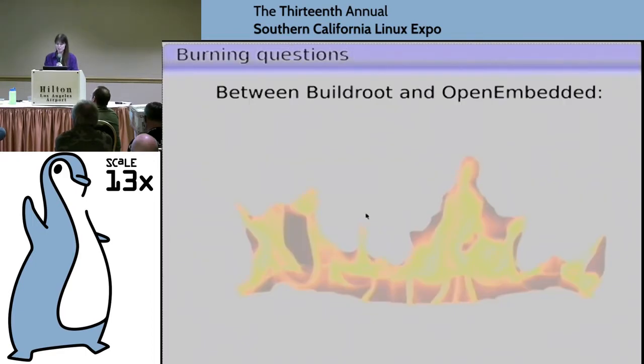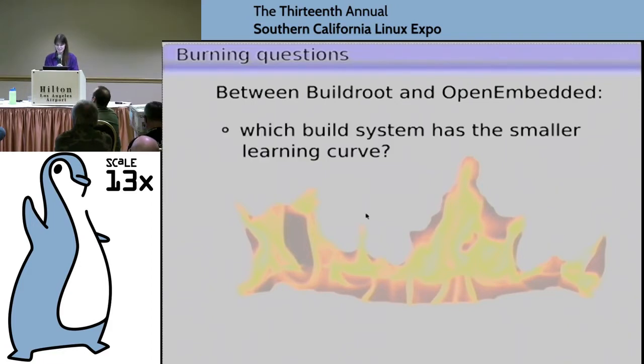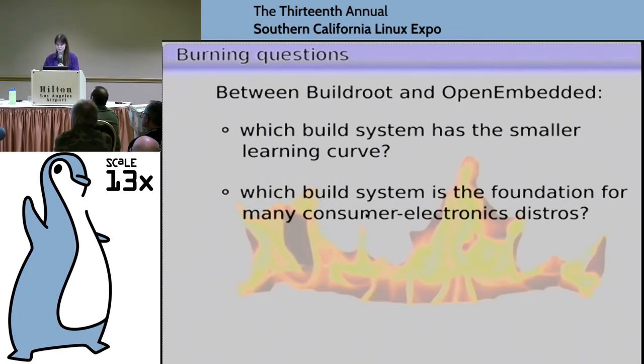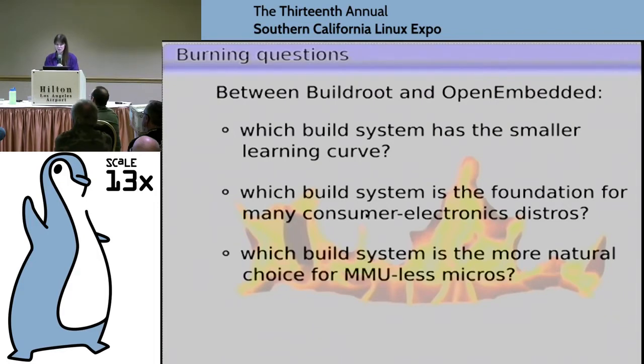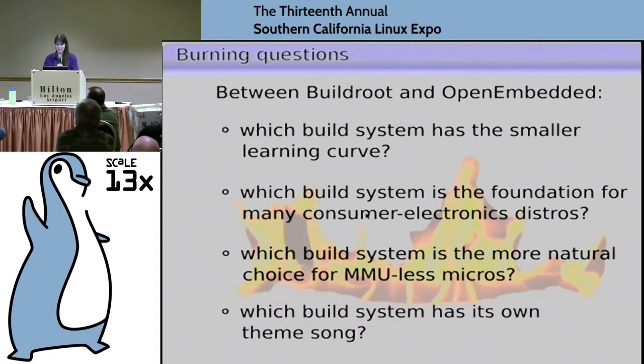So we're going to start out with the burning questions that I posted in my abstract, just so there's truth in advertising. Let's look at the questions. Between Buildroot and OpenEmbedded, which build system has the smaller learning curve? Which build system is the foundation for many consumer electronics distros? Which build system is the more natural choice for MMU-less micros? Which build system has its own theme song?